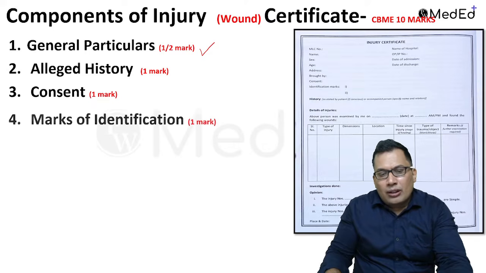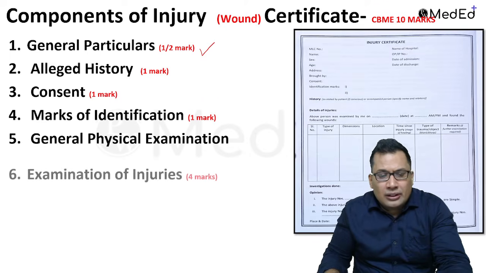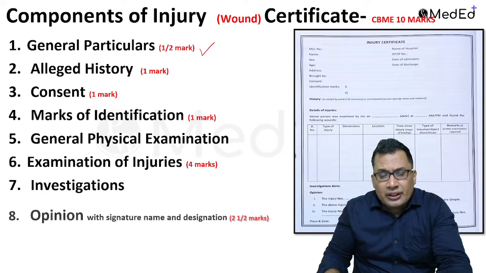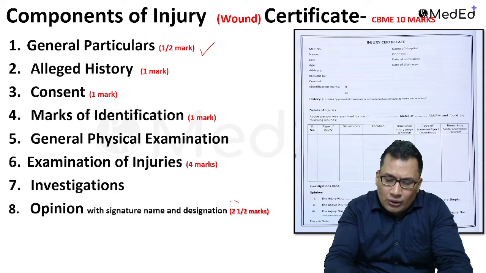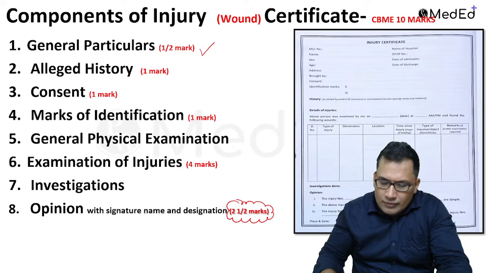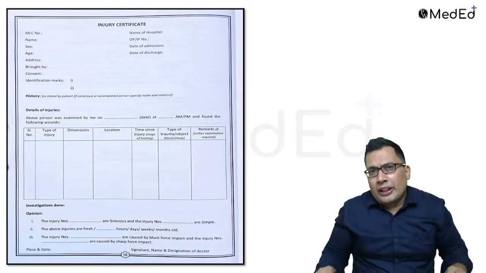Consent, 1 mark. Marks of identification, 1 mark. General physical examination and examination of injuries, around 4 marks. Investigation and opinion with the signature, name and designation, that carries 2.5 marks. So this is according to CBME syllabus. Let's see. This is the common injury certificate.